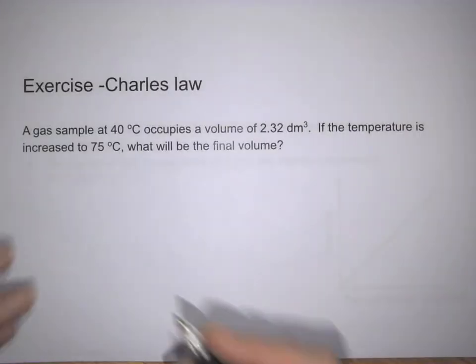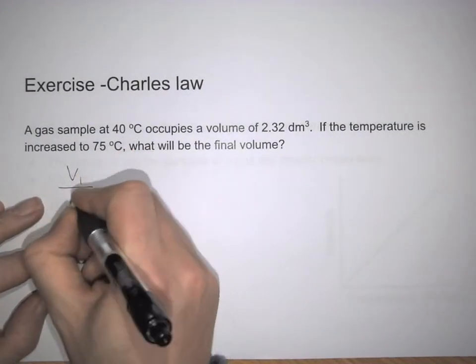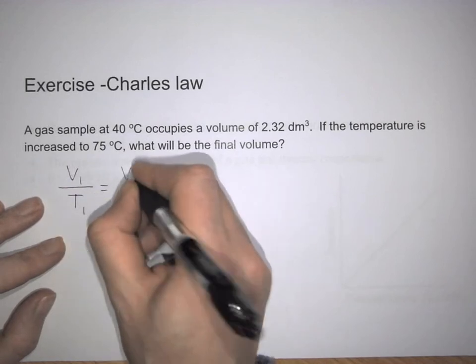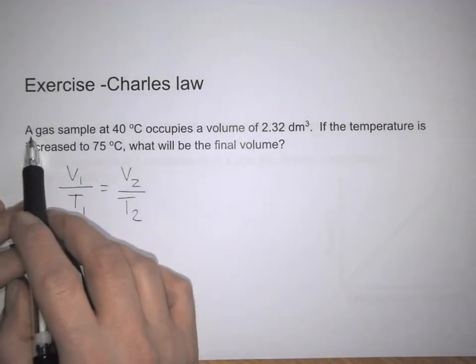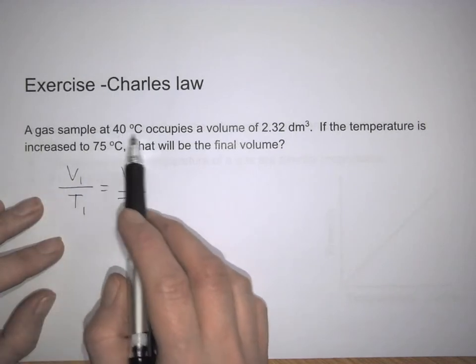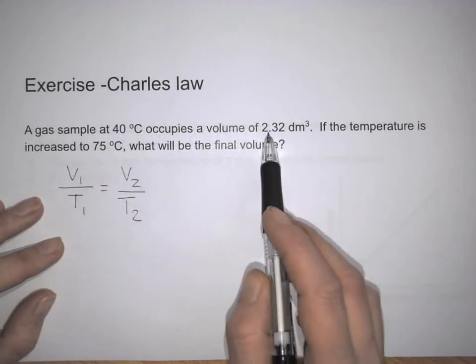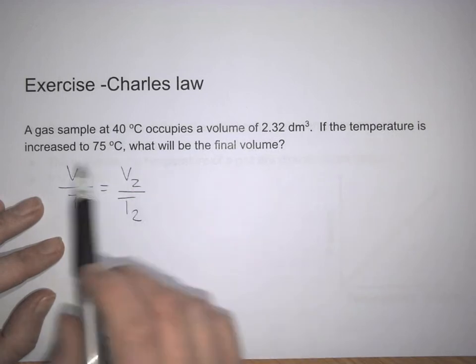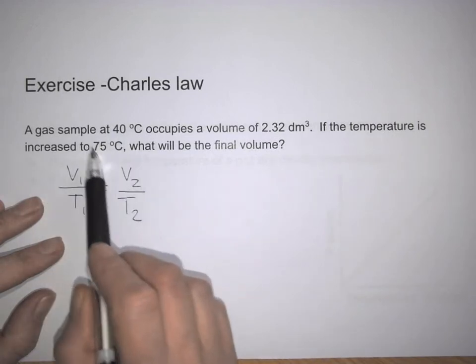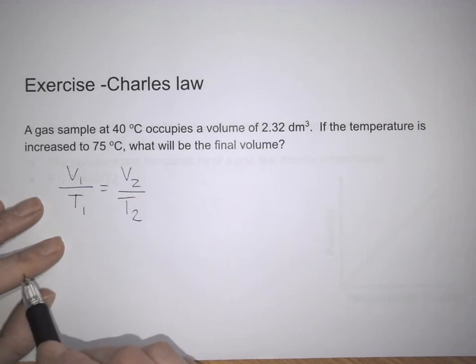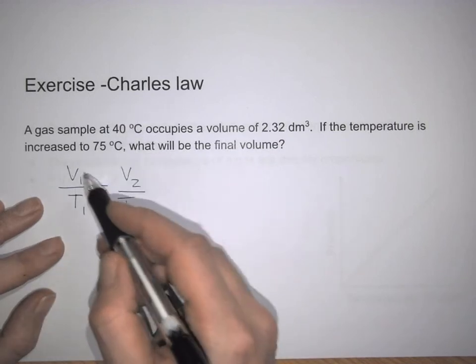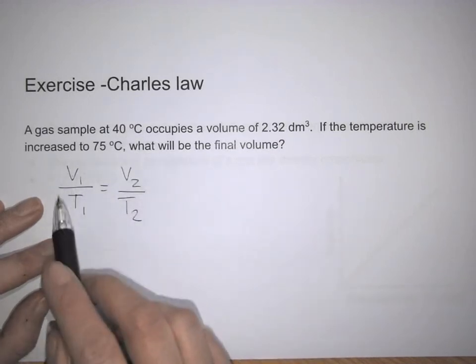So yes, we go on with the exercise here. V1, T1, V2, T2. In this case you can see that a gas sample of 40 degrees occupies a volume of 2.32. The temperature is increasing to 75 Celsius degrees, and what will be the final volume? The first thing you need to do now is just to state the different ones here, what you know and what you want to know.